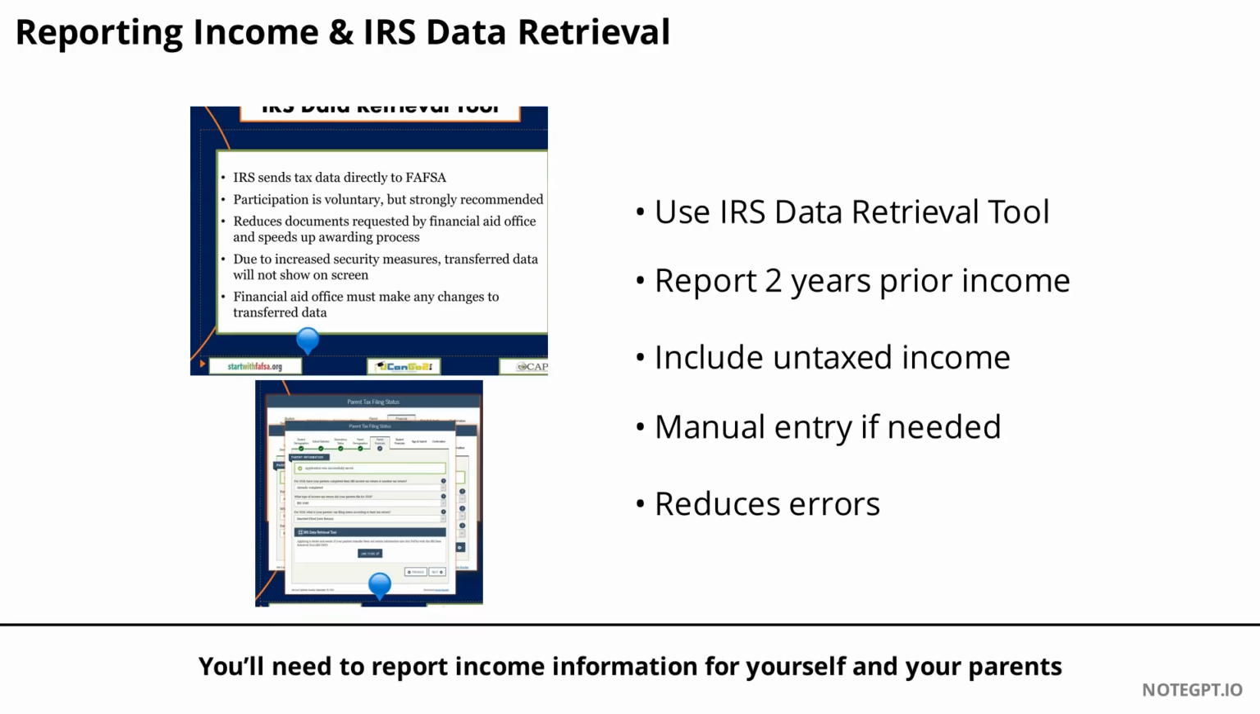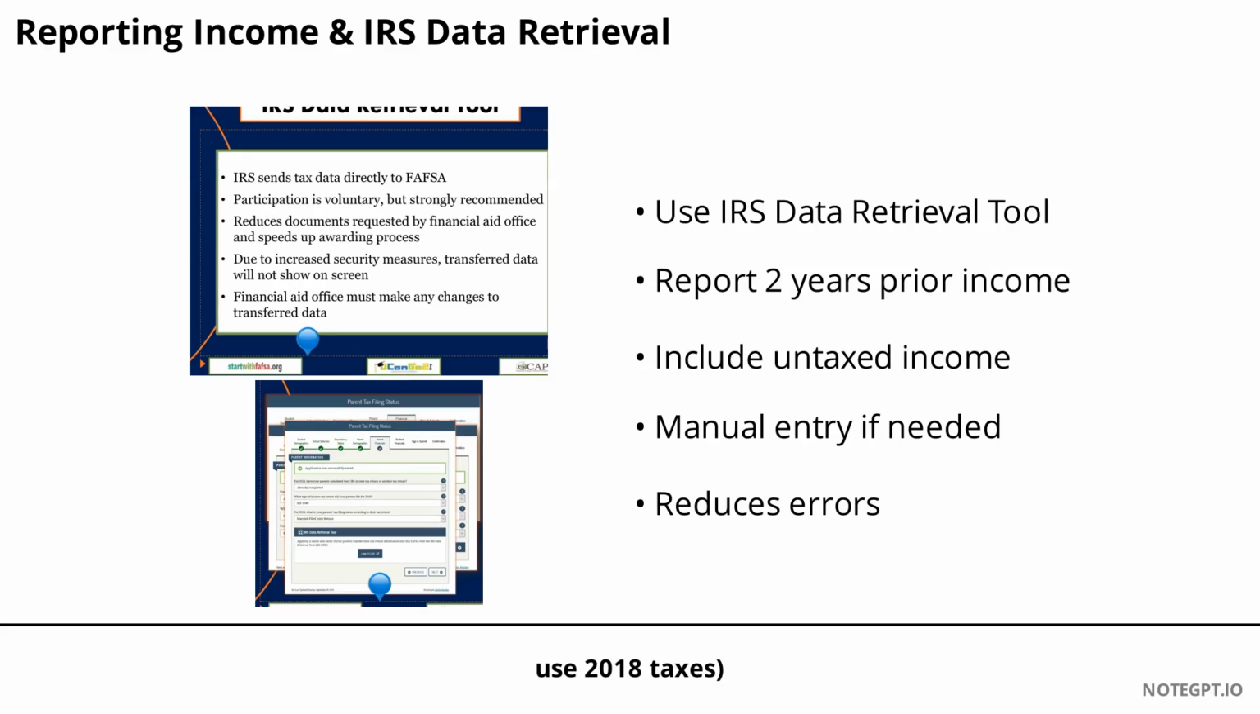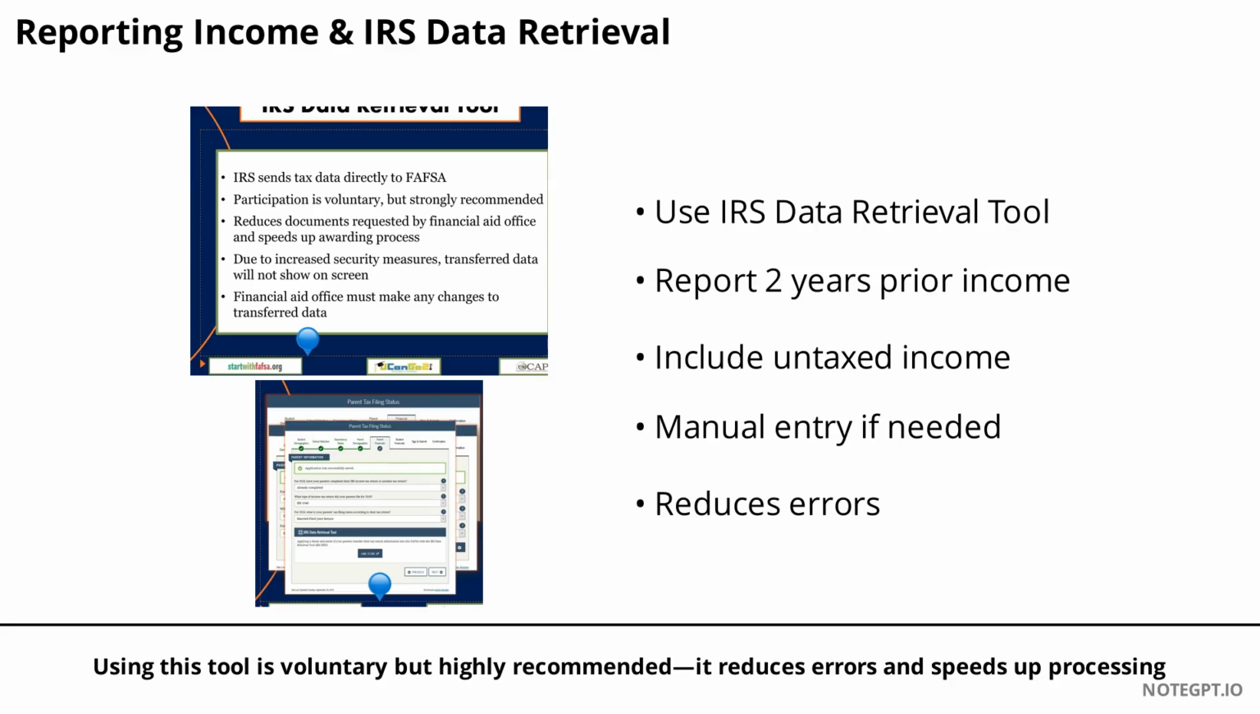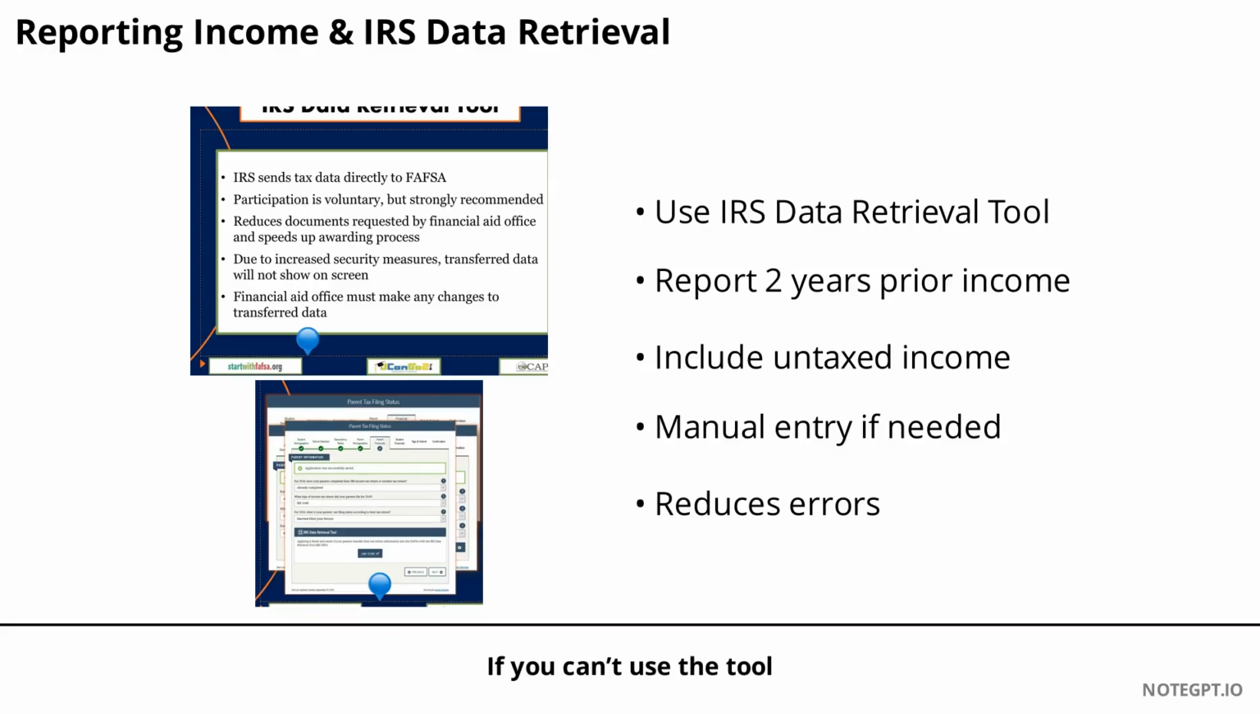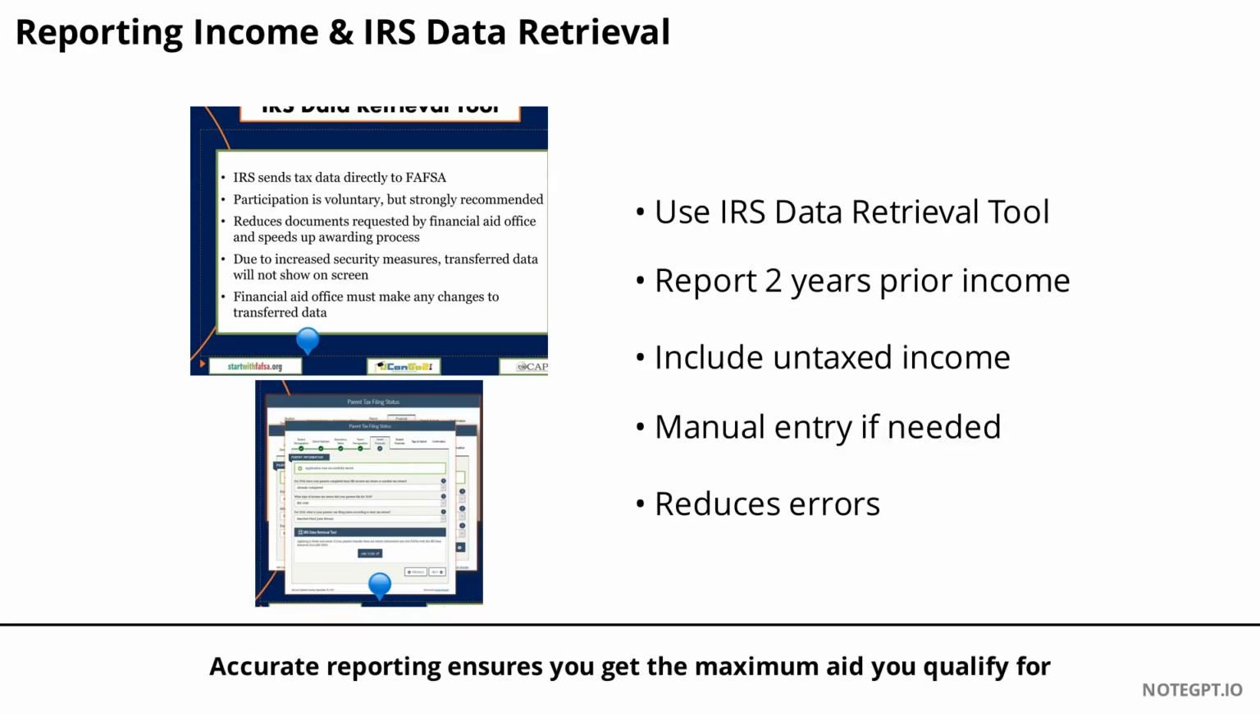You'll need to report income information for yourself and your parents, usually from 2 years prior. For 2020 and 2021, use 2018 taxes. The FAFSA offers an IRS data retrieval tool, which securely transfers tax data directly into your application. Using this tool is voluntary, but highly recommended. It reduces errors and speeds up processing. If you can't use the tool, enter the information manually. Be sure to include all required details, such as untaxed income, benefits, and assets. Accurate reporting ensures you get the maximum aid you qualify for.